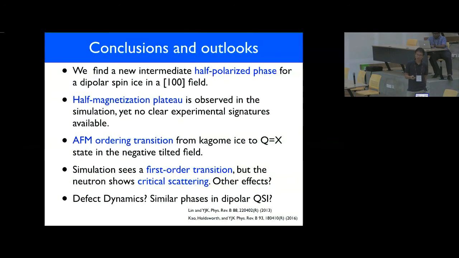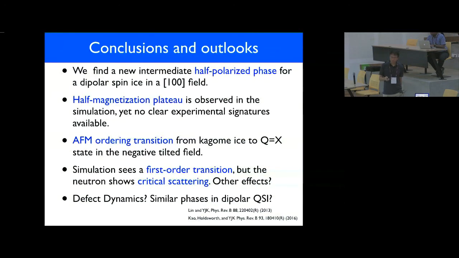And what we're looking at currently is that we want to understand the dynamics. So if you can generate monopoles in these systems, how do they move, what can we learn? Because in the simulation we see very slow dynamics, but in the experiment, that doesn't seem to be the case. So we're trying to understand what causes the difference between this simulation dynamics and the real dynamics.